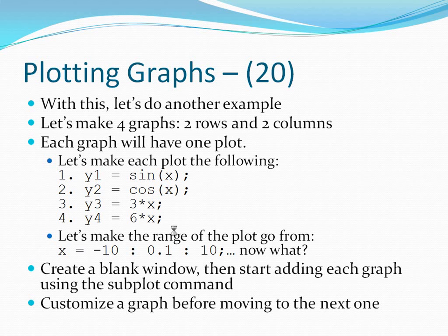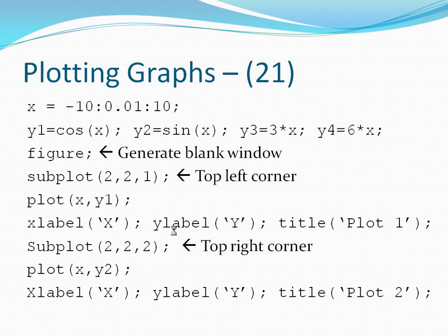Okay, now what? So what you're going to do is first you're going to create a blank window, and then you're going to start adding each graph to the corresponding slots using the subplot command. And then you're going to customize each graph first before you move on to the next one. So you have -10, 0.1, and then 10. So we're going to create our y values. So we've created this vector from -10 to 10 in steps of 0.1. You'll have cosine of x, so this would be the first y values, the second y values, and so on and so forth.